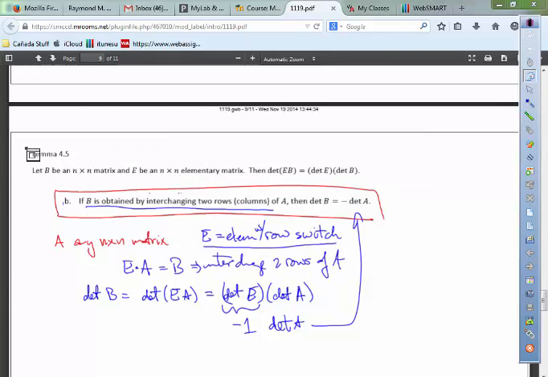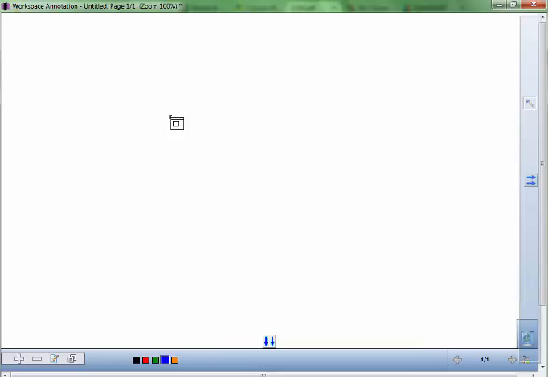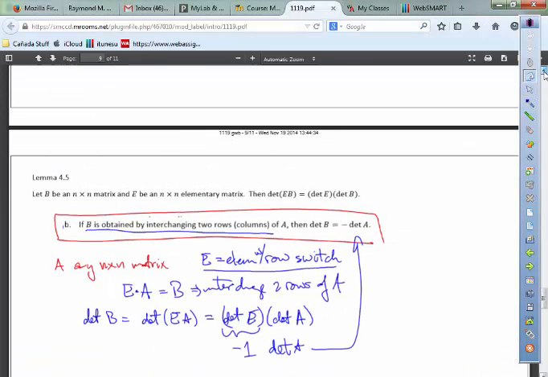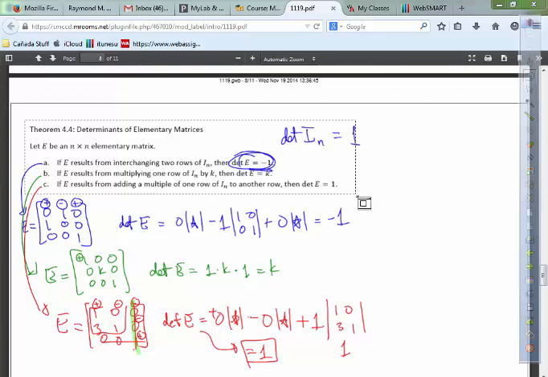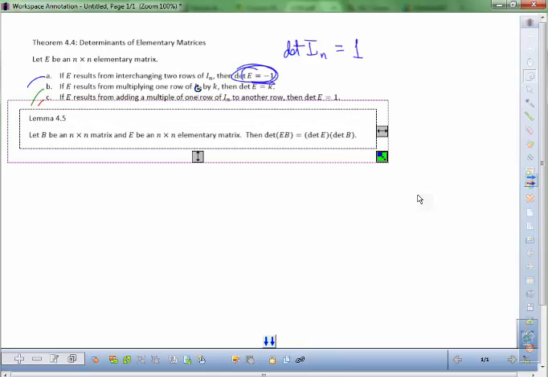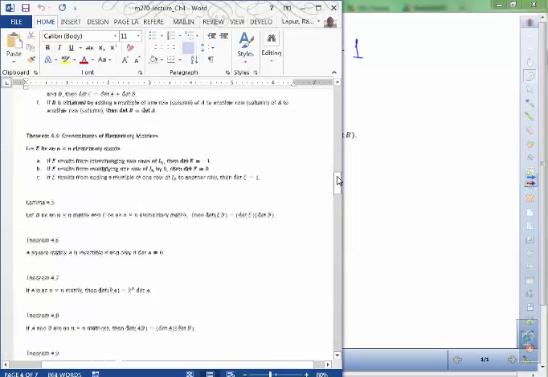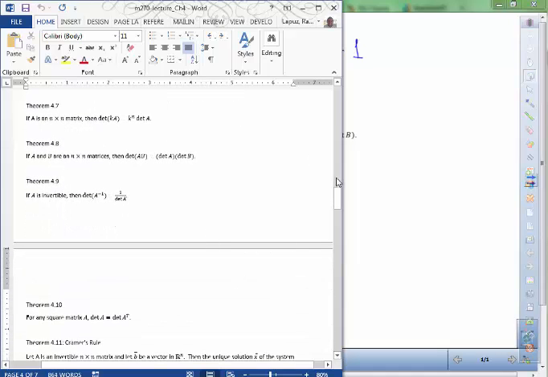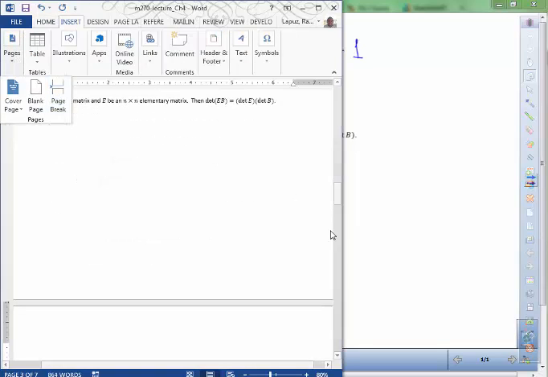So I'm going to take a quick shot of some of these properties. We have a couple of lemmas. And some theorems. And then a bunch of other properties. Is there another one? There's one more. See if I can get this to fit in one page. Kind of small font.